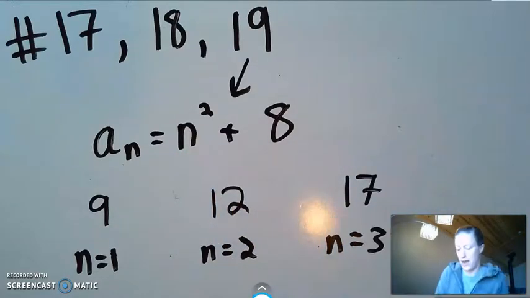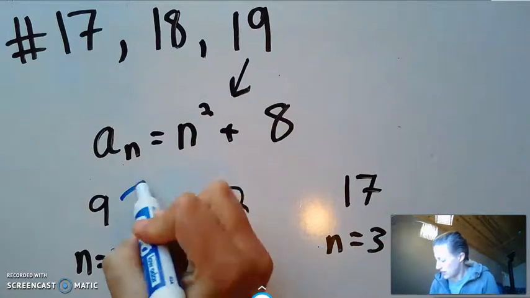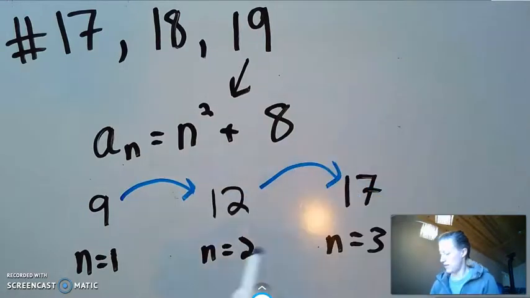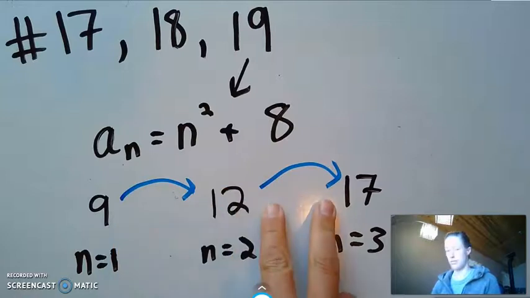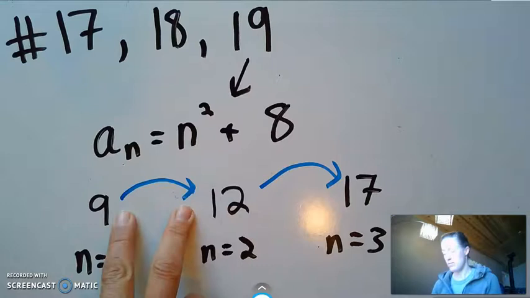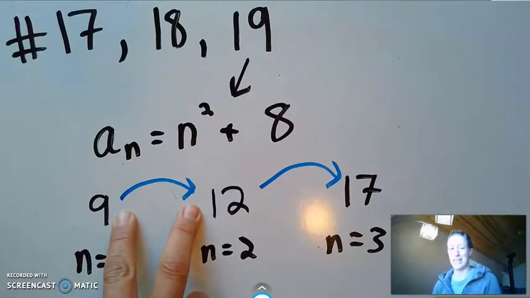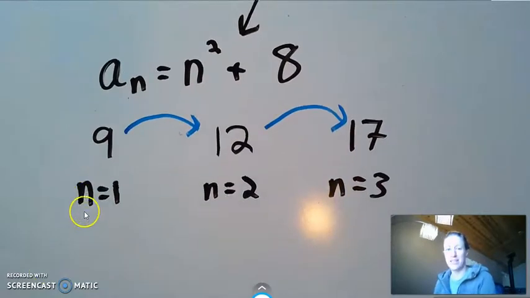So let's look for the pattern. To get from 9 to 12, either we could add 3, but adding 3 to 12 won't get us to 17, so it's not add 3. Maybe it's a geometric thing. So to get from 9 to 12, we multiply by, that's a little tough. It's maybe some fraction or something.